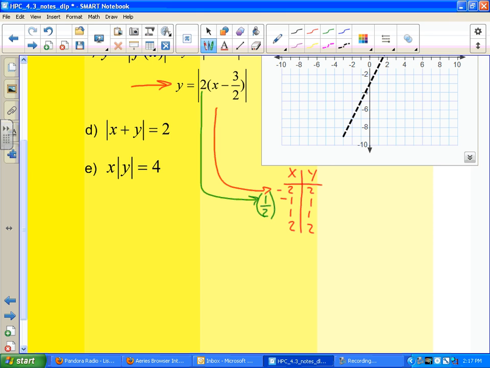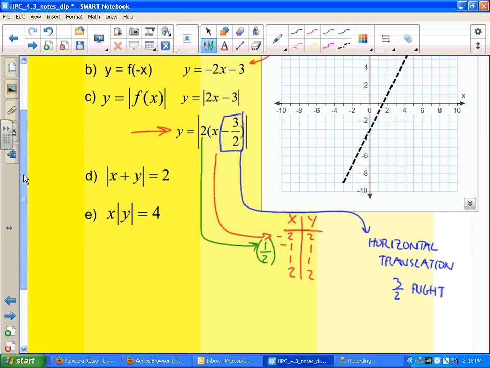So if I'm going to graph this thing, I've got that telling me that I have a horizontal translation, which is a movement of 3 halves to the right. And that's where I would begin this V. I kick it over to 3 halves, start my V right there, and then I apply all of these movements from that point.